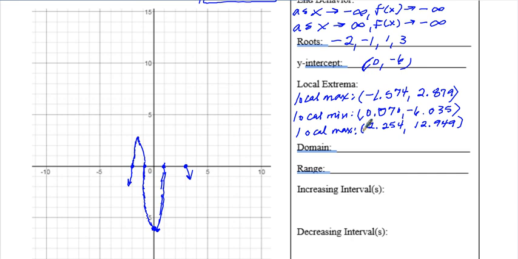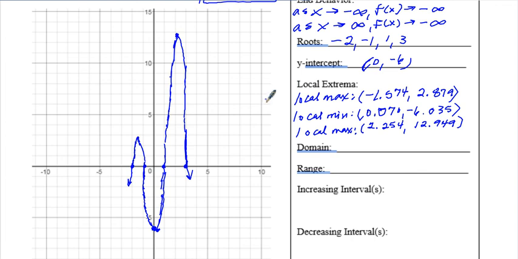And we need to max out here at 2.2 about, and then almost 13. So 1, 2, and then 1, 2, 3. This is almost 13. So maybe about there is where our other local max is. And so we'll top out there and then come back down to go through the x-axis here. That's what's required for a complete graph.